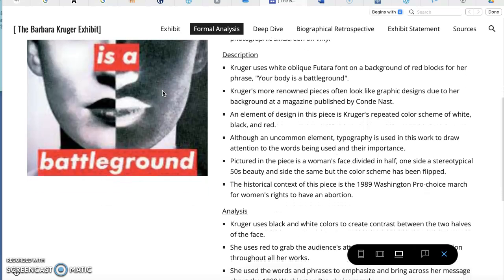The historical context of this piece is the 1989 Washington pro-choice march for women's rights to abortion.